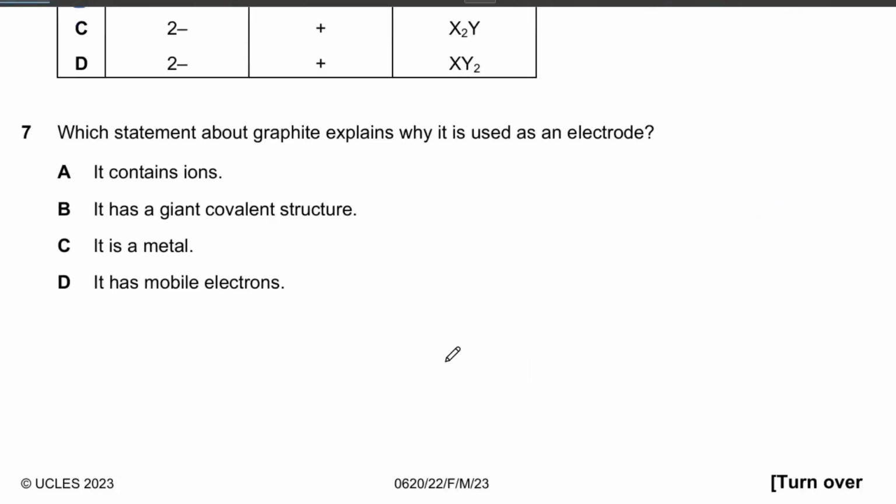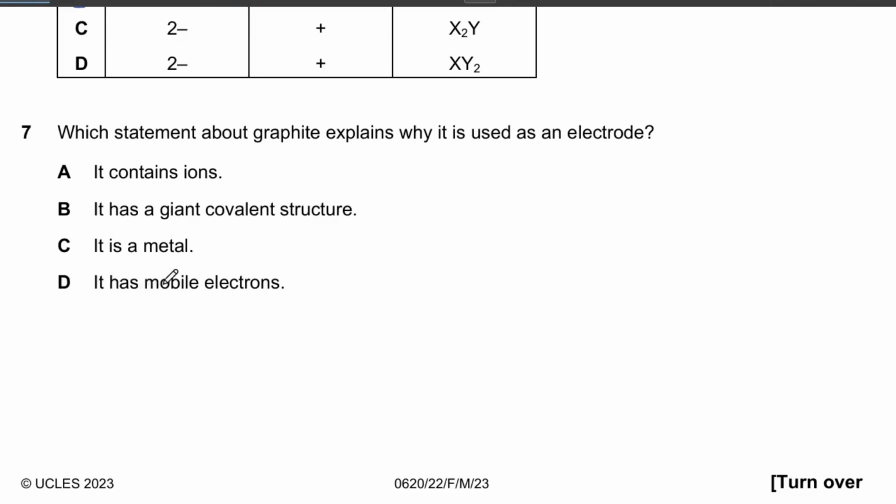Question 7. Which statement about graphite explains why it is used as an electrode? So let's look at the options. A. It contains ions. That's wrong. It is a covalent compound, so it doesn't contain ion. B. It has a giant covalent structure. Yes, but that is not why it is used as an electrode. C. It is a metal. No, it is not a metal. It is a non-metal. It is an allotrope of carbon.